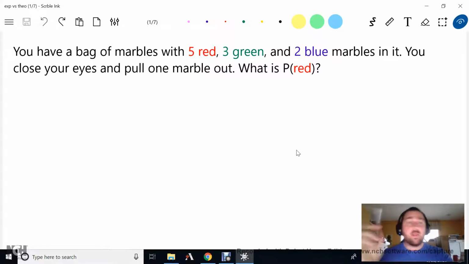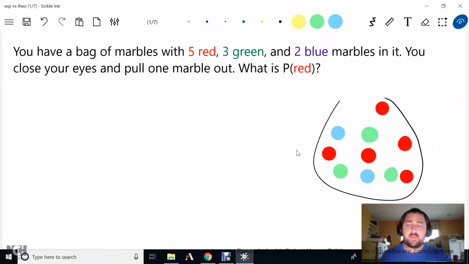Okay, let's start with this one. You have a bag of marbles with five red, three green, and two blue. Or visually, you have this bag of marbles. You close your eyes and pull one marble out. What is the probability that you would pull out a red marble? What is P(red)?